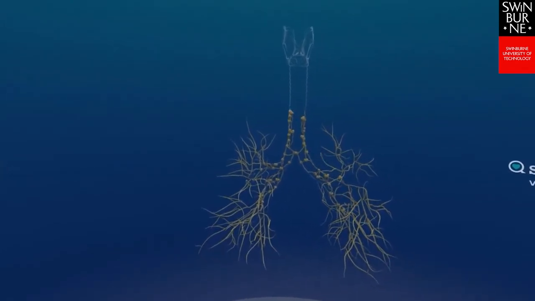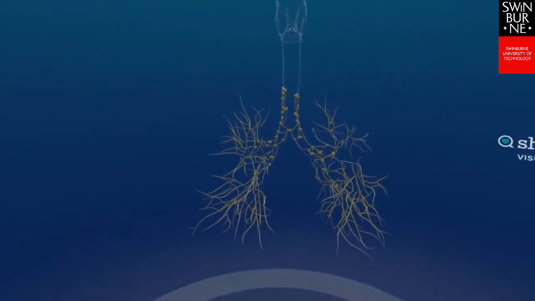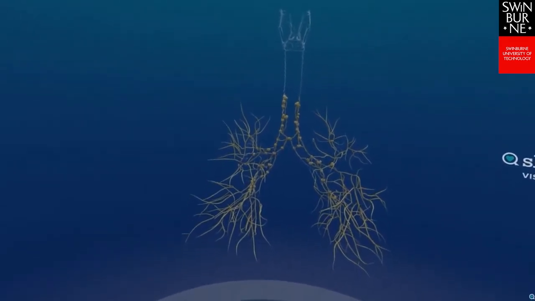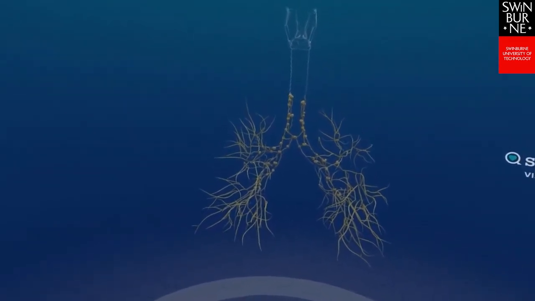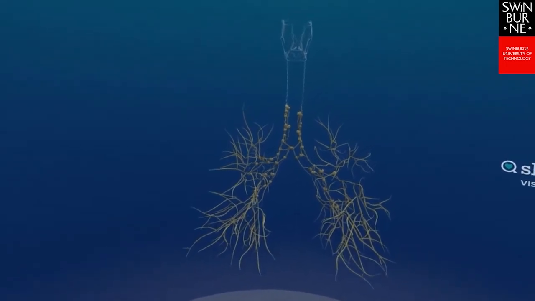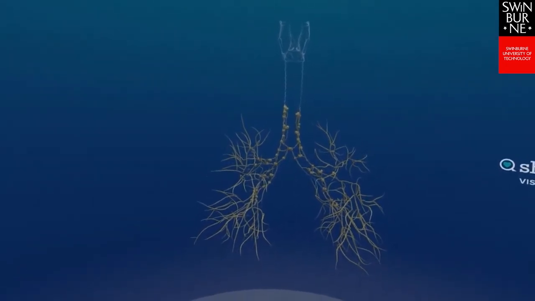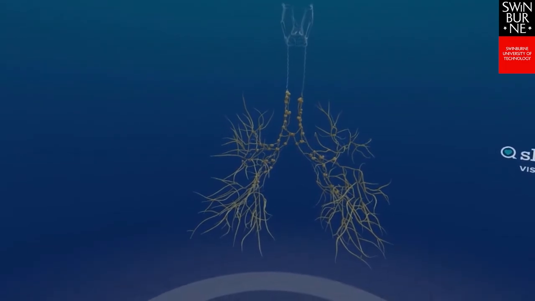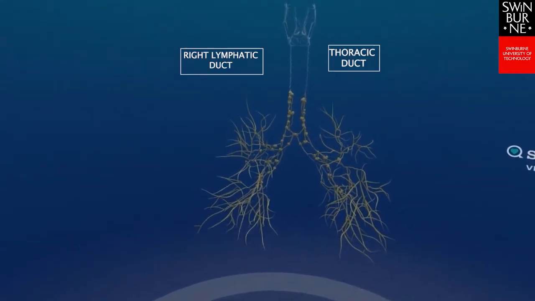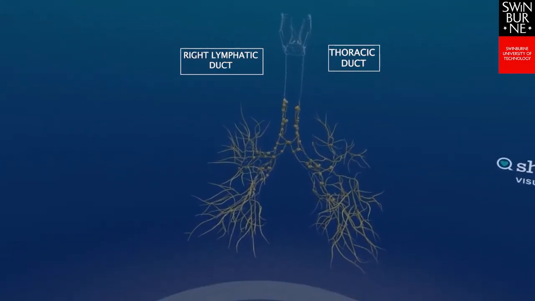The bronchomediastinal trunk is a cluster that will allow drainage from the lungs as well as the rest of the mediastinum. From the bronchomediastinal trunk, this then converges to drain on the left into the thoracic duct and on the right into the right lymphatic duct.